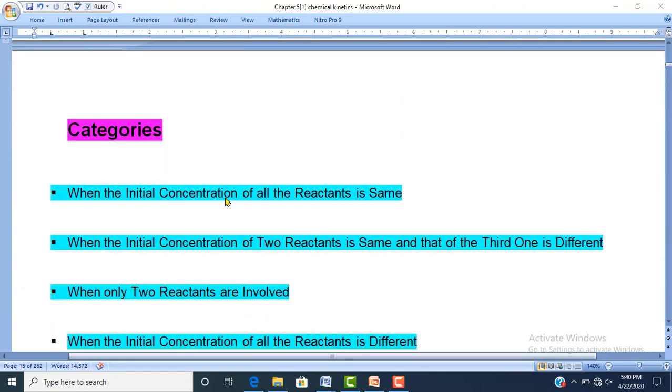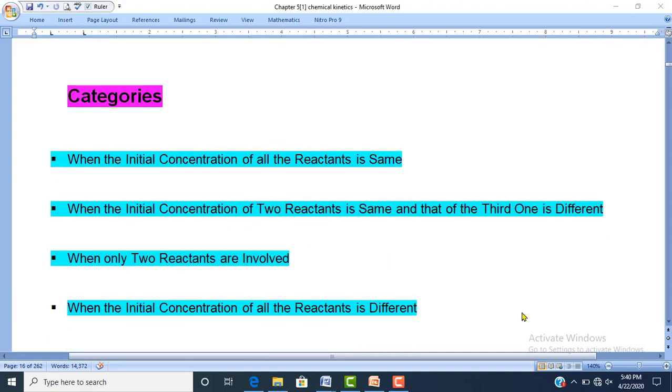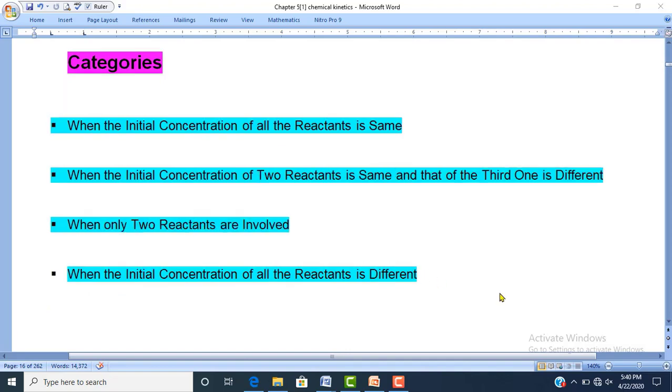With reference to category, third order reaction may be categorized into 4 types: when the initial concentration of all reactants is same; number 2, when the initial concentration of two reactants is same and that of the third one is different; number 3, when only 2 reactants are involved; number 4, when the initial concentration of all the reactants is different.